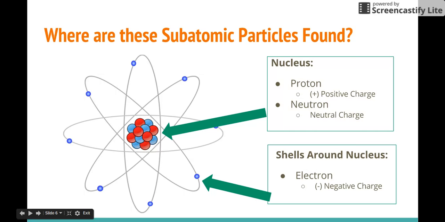So where are they found? As we can see, they're not all clumped together, because then there wouldn't be any empty space. So here in the nucleus are our protons and neutrons. Now, if you couldn't have figured it out, the proton has a positive charge. And then our neutron doesn't have a negative charge. It's got a neutral charge. And that can throw you off a little bit at the start, but I'm sure you'll catch on. Then around our nucleus, we have shells and orbitals, and those contain our electrons. Electrons are the ones that have a negative charge. So we've got a positive and a negative and a neutral. These positive and negative balance each other out so that the atom has a neutral charge.